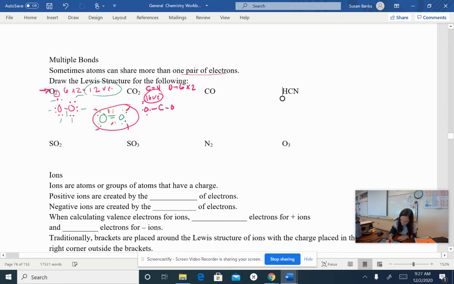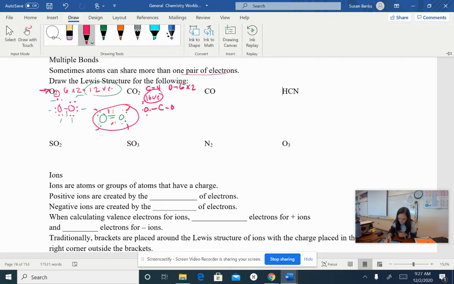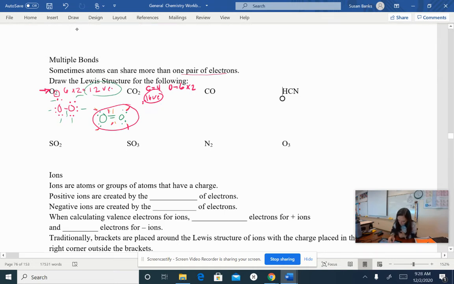Whoa, that really didn't want to draw. And let's try that again. Let's erase that. Let's make it a little bit easier to see.